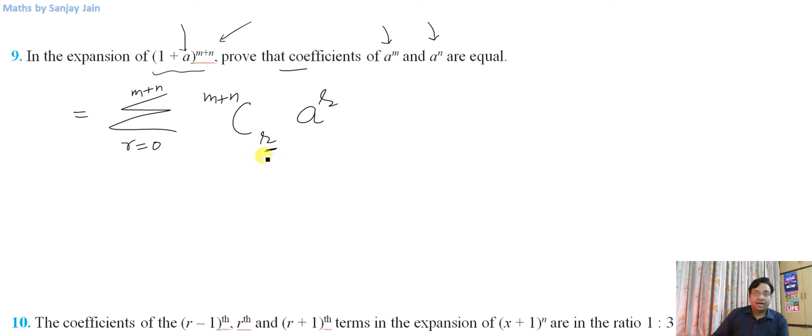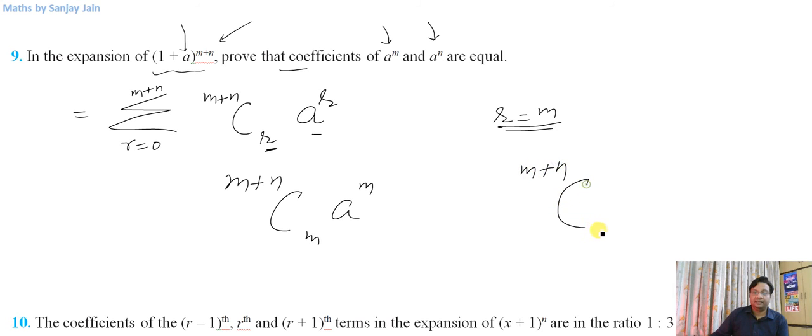So what is the coefficient of a raised to power m? When r is equal to m, the term will be m plus n cm a raised to power m, right? When r is equal to n, the term will be m plus n cn a raised to power n, right? This is when r is equal to m, and when r is equal to n it will be this term.